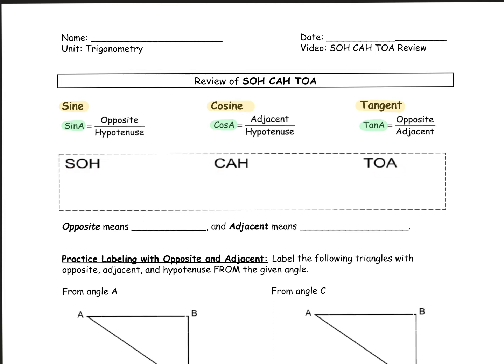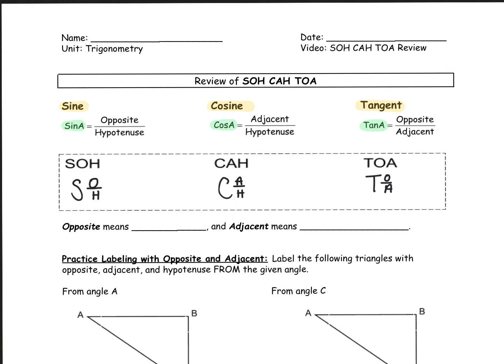I like to even write this in a different way. I like to write it as SOH CAH and then TOA. I like to write it this way because it shows me that sine is opposite over hypotenuse, cosine is adjacent over hypotenuse, and tangent is opposite over adjacent.